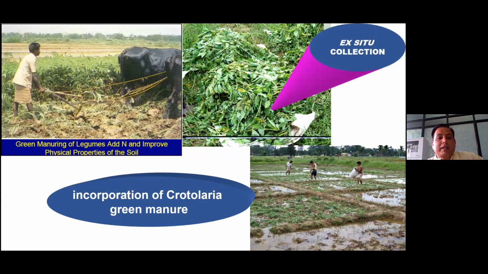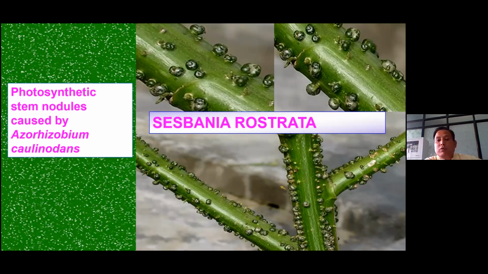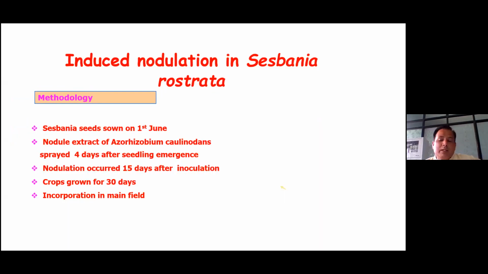Then friends, you know that Azorhizobium is a very good potential source for photosynthetic stem nodules. And Sesbania rostrata is one of the species which has these photosynthetic stem nodules. Then what can we do? We can have induced nodulation in Sesbania. And how can we do this practice? We have to sow the Sesbania seeds on 1st June.